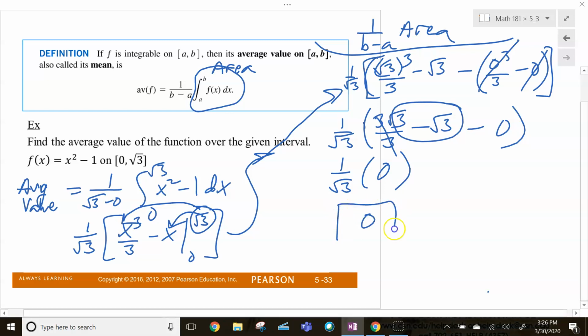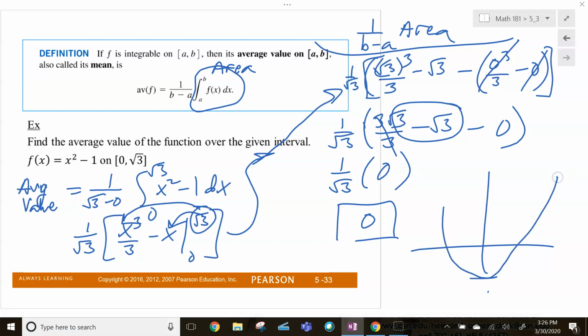0 times anything is 0. So it looks like this function, x squared minus 1, the average value of this thing, it's hitting all these, hold on, let's see. Root 3 is about right here. We're going from 0 to root 3. So the average value, it's hitting all these y values, whatever they are, and its average actually ends up being 0 right there, between 0 and root 3 at least. That's what that's saying.